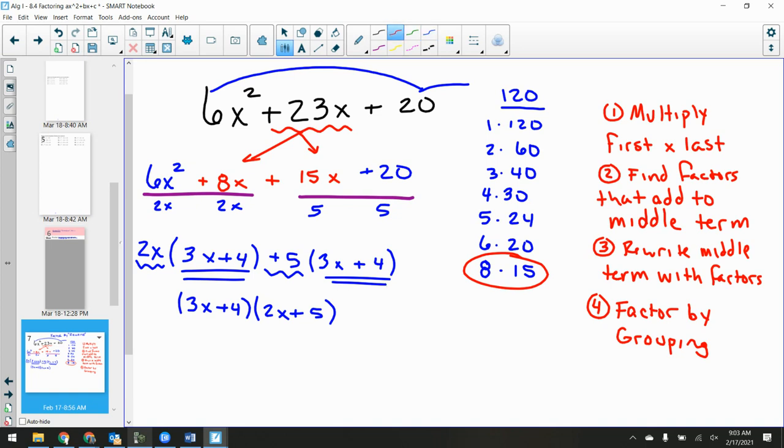Now, I hope you would all agree with me when I say, if I'm comparing what we did Thursday to what we're doing today, yes, this definitely is the hard type of factoring. The easy type of factoring is when my first number is 1, right? When my first number is 1, I can just go straight to my 2 parentheses.